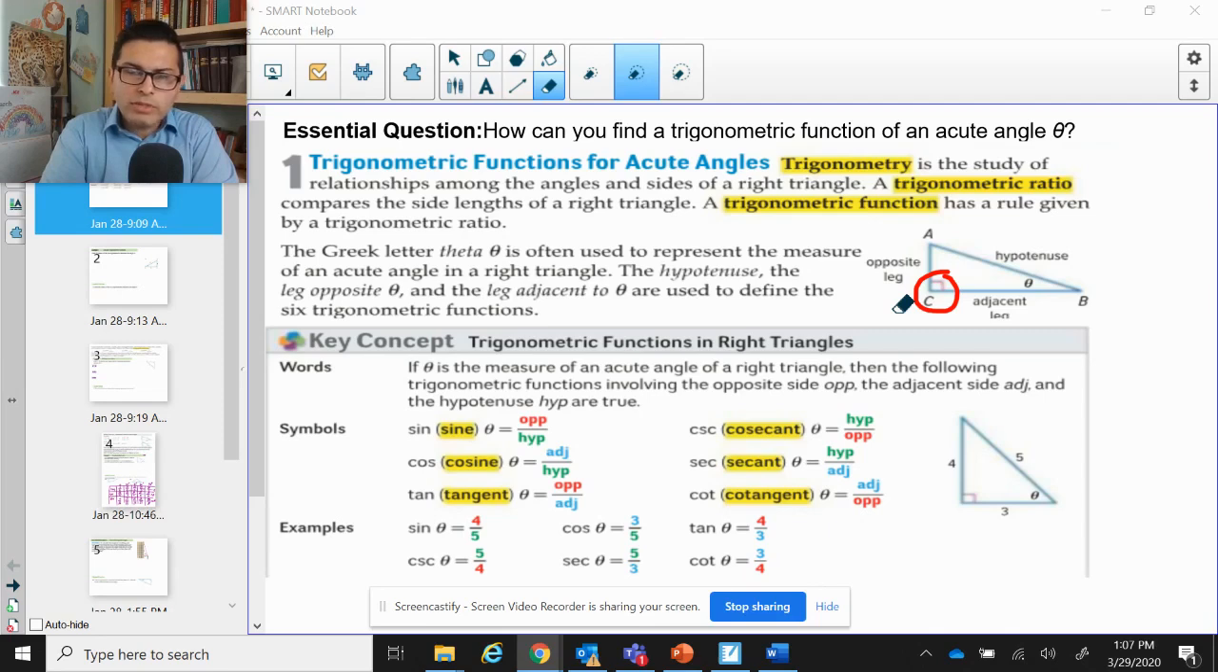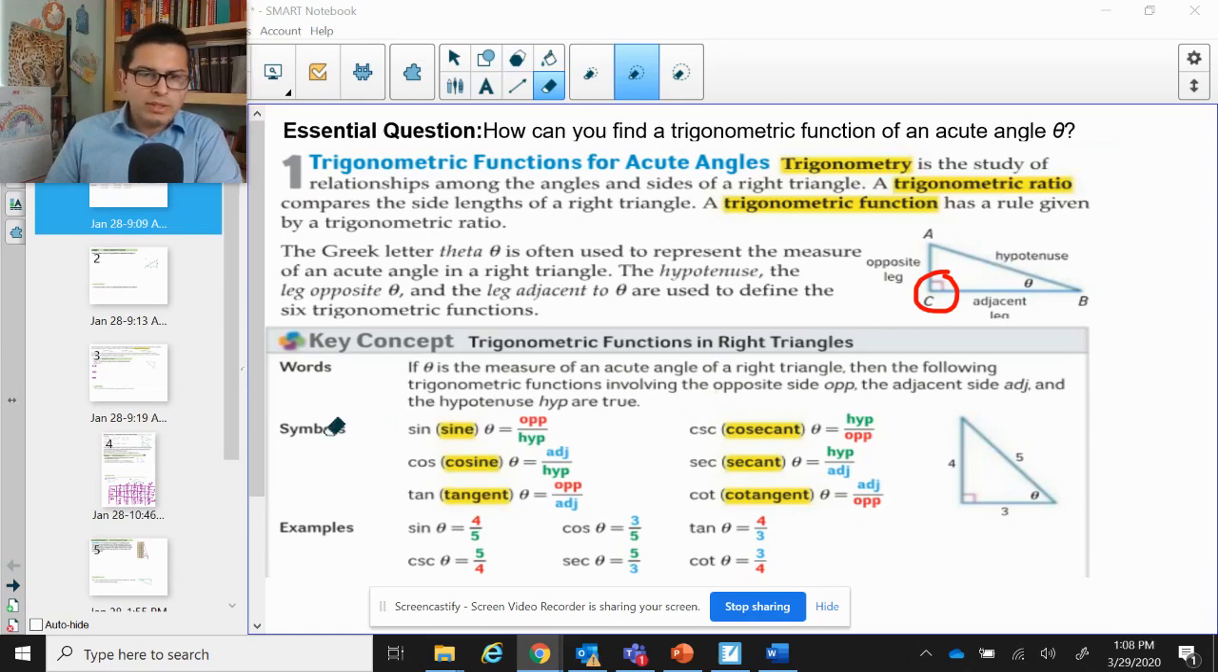Now, if you forgot what a right triangle is, if you look at this triangle right over here, you can see I have circled the right angle, this 90-degree angle. As long as a triangle has one 90-degree angle, it is a right triangle. So everything we're going to discuss today deals with these types of triangles.